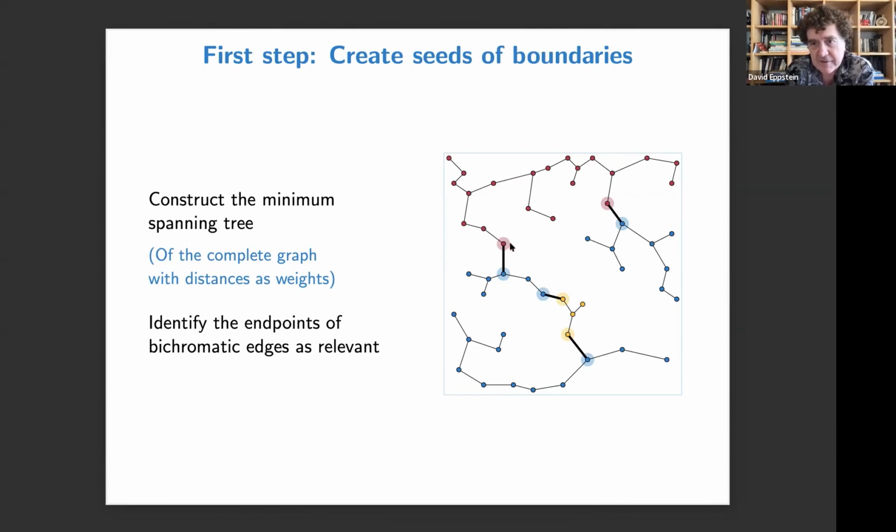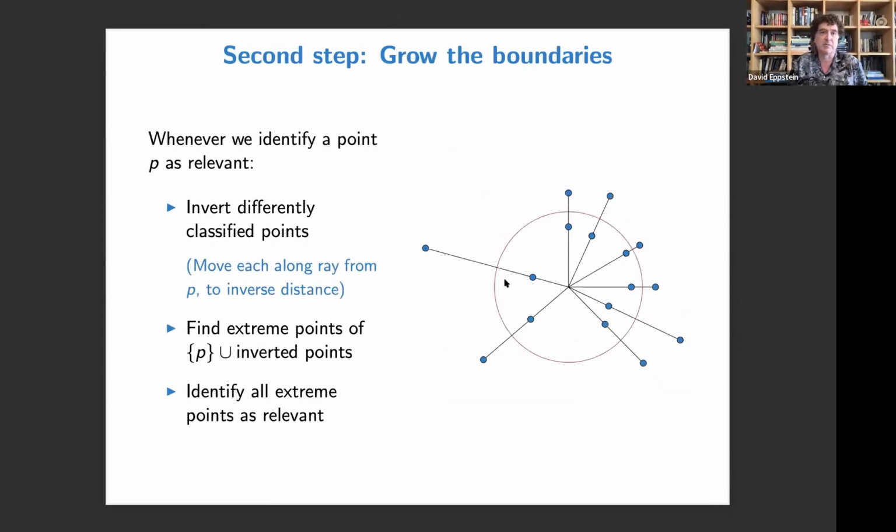Here I've got some edges connecting a red point and a blue point, a red point and a yellow point, a yellow point and a blue point. Those points have different classifications from each other, and so those edges define 2 relevant points. I'm going to identify both endpoints of those edges as being relevant. And the intuition here is we're not going to find all of the relevant points and all of the decision boundaries this way, but we're going to find a little piece of each one. And once we've done that, we need to grow these decision boundaries so that we get all of them. And that's accomplished by the second step of the algorithm.